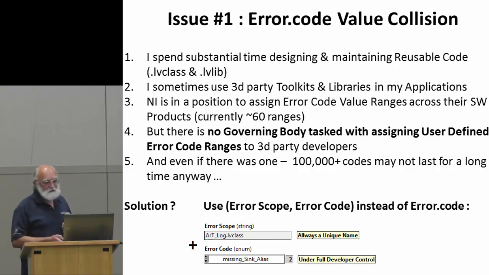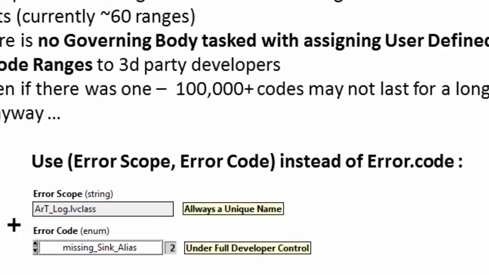So what solution did I come up with? Instead of an error code, I'm using two entries. One is the error scope, which is the name of the LabVIEW class that declares this error, not generates, declares. And it's guaranteed to be unique because you cannot load into memory two classes with the same name. And then there's an enum: each class defines an enum which lists all the errors that it generates. So that's issue number one.